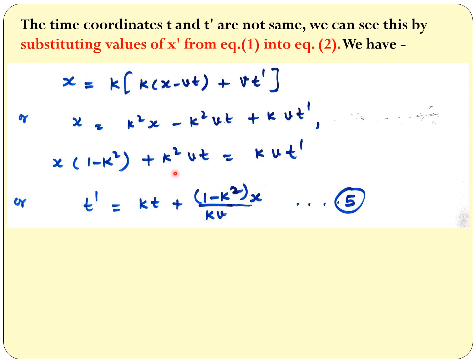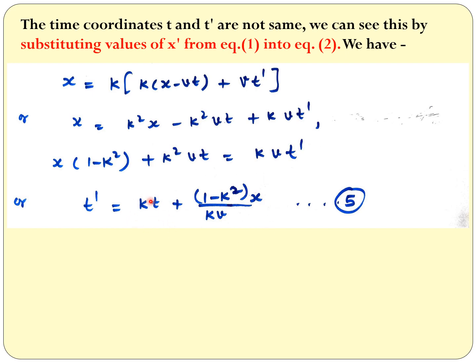And if we simplify a little bit, this is k square x minus k square bt plus k into b into t prime. And from here we can find t prime equal to kt plus (1 minus k square) by kb into x. So this is equation number 5. Here we can find out t prime, and equation number 1 will give us x prime.